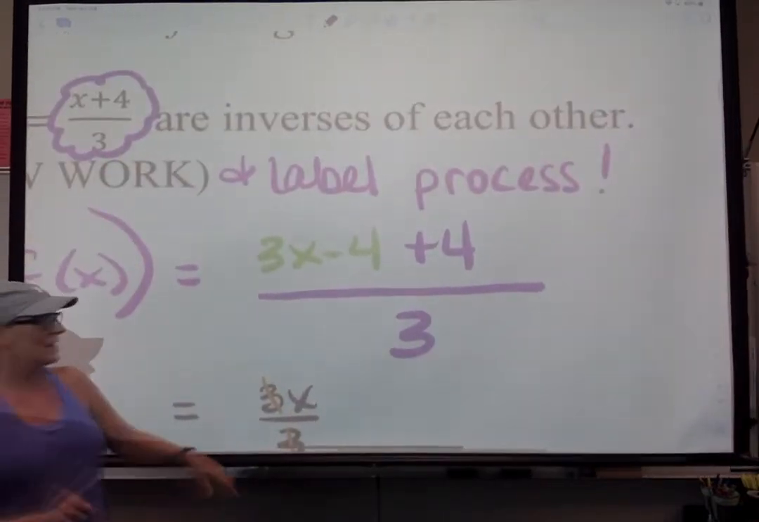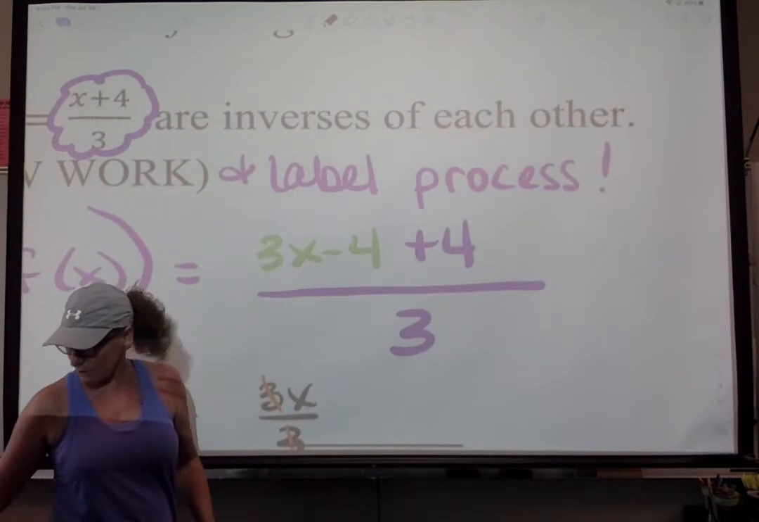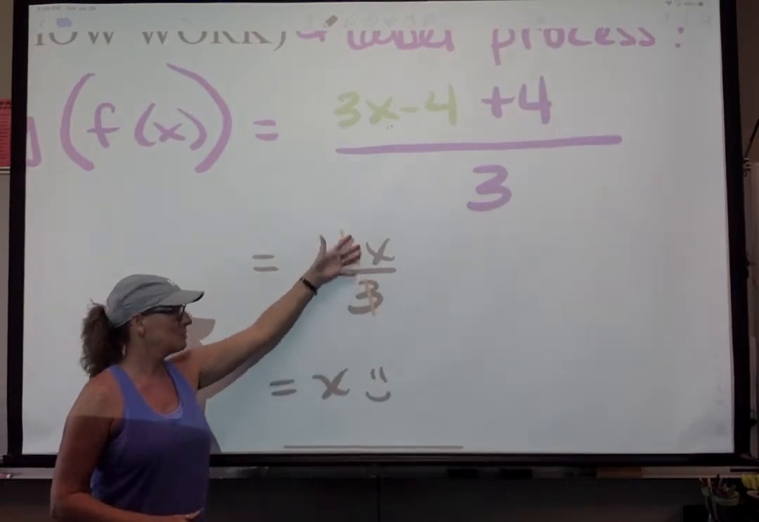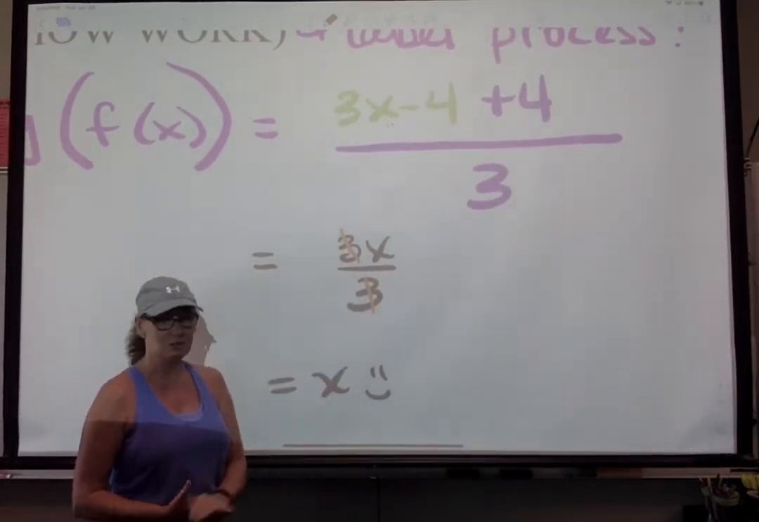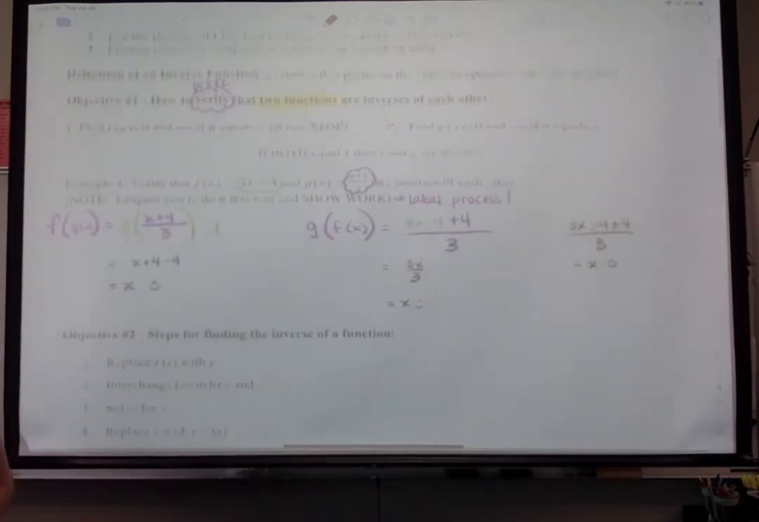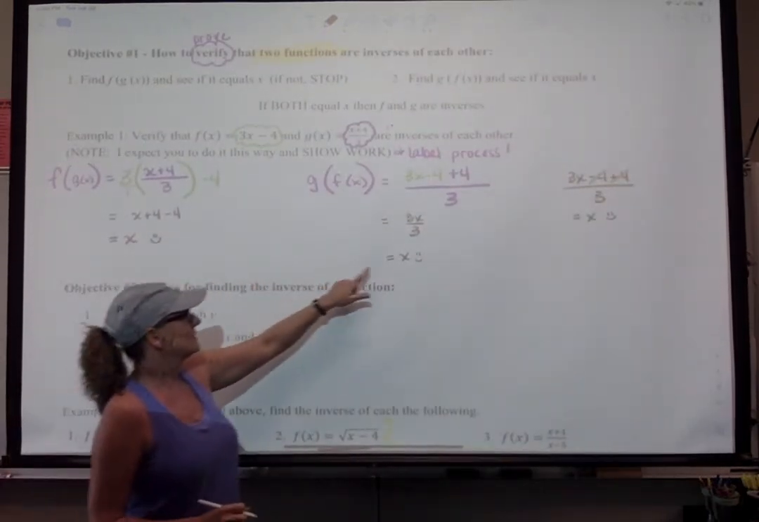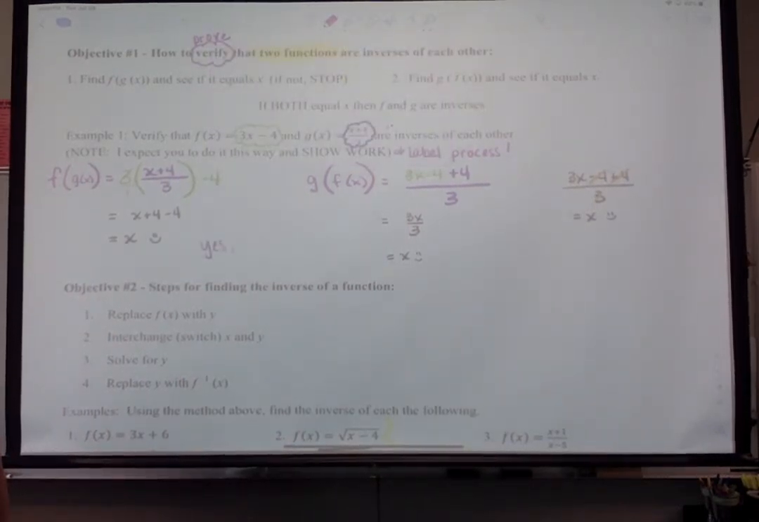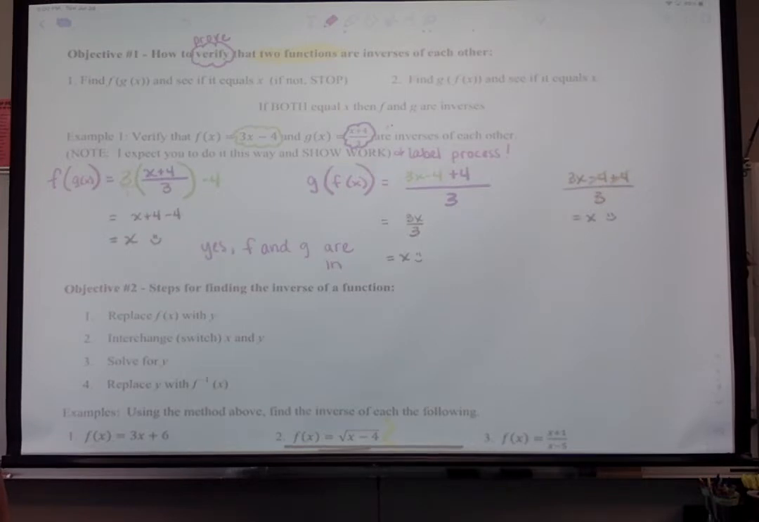So, one thing at a time. Do your collect like terms. Give me a quick rewrite. Come on, guys, it's not that hard. I'm not asking you to do that much extra work here. Give me a quick rewrite, then you may cancel those, and then you can say it's just x. So, because I got this one simplifying to x and this one simplifying to x, I can say yes, f and g are inverses of each other.